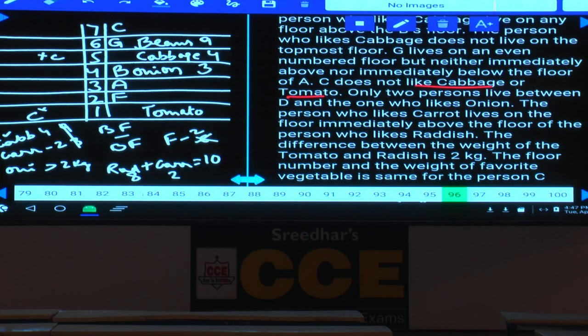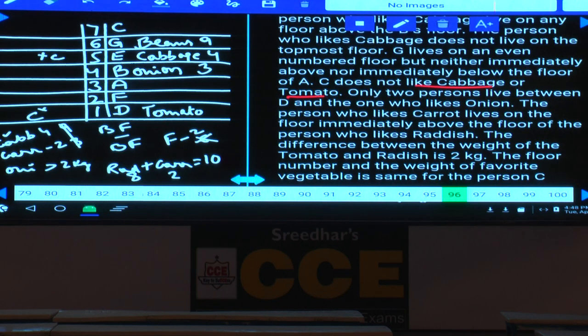If C is on the seventh floor, and only two persons live between D and the one who likes onion, there must be exactly two people between D and the onion. And so D must be on the first floor. Then the other person, E, is on the fifth floor. Done with this.